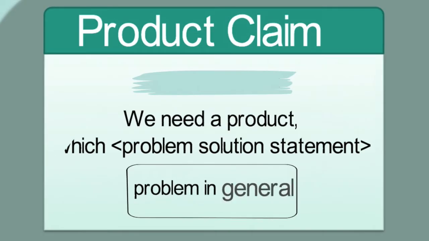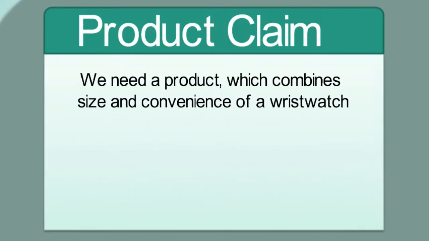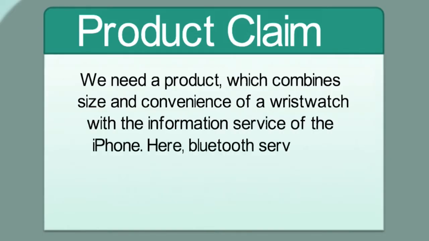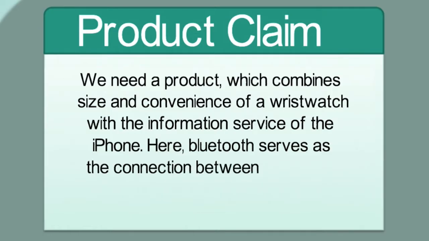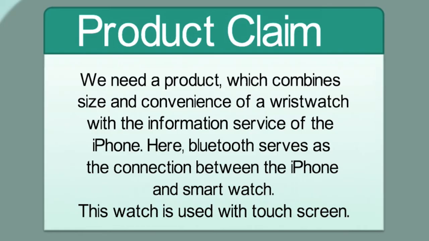The product claim of the Apple Watch could be, "We need a product which combines size and convenience of a wristwatch with the information service of the iPhone." Here, Bluetooth serves as the connection between the iPhone and smartwatch. This Apple Watch is used with touchscreen.